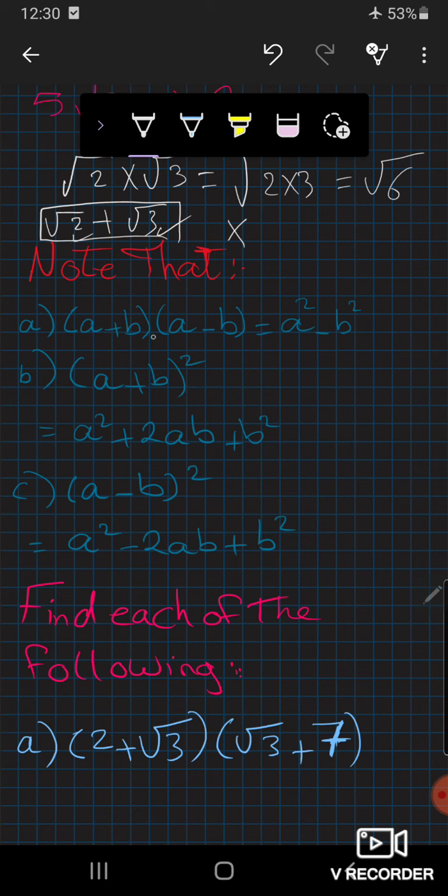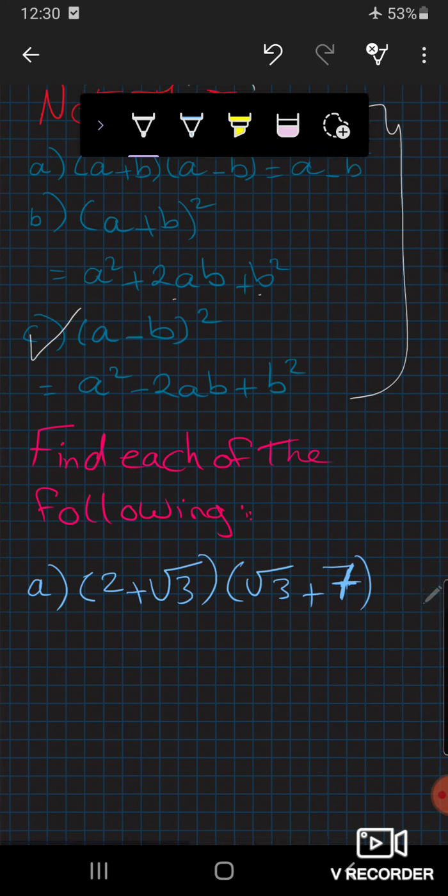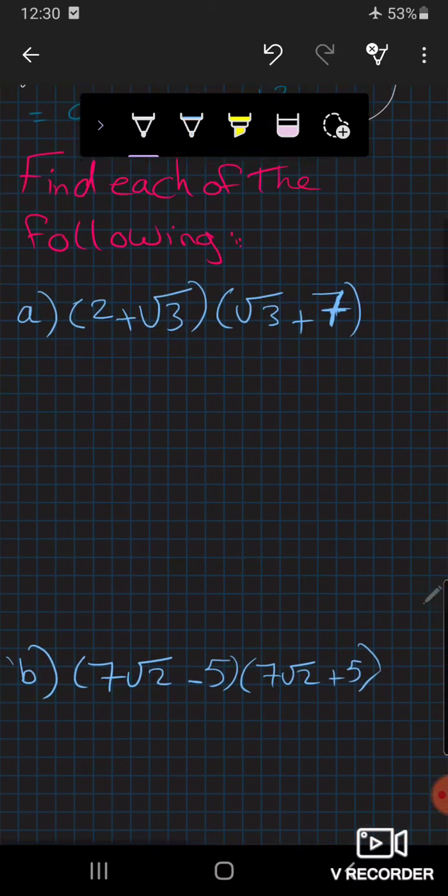Let's take some notes of the first rule. Here you have a plus b times a minus b equals a power 2 minus b power 2. If you have a plus b power 2, it equals a power 2 plus 2ab plus b power 2. What about this one? A minus b power 2 equals a power 2 minus 2ab plus b power 2. This one you must study. We took it.